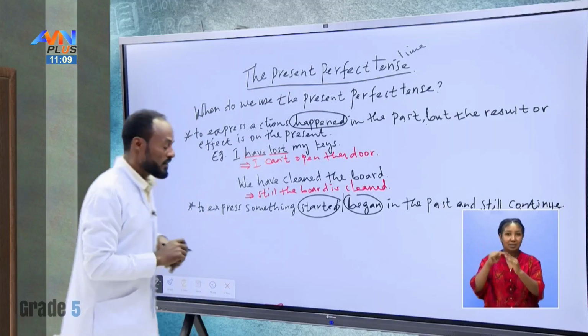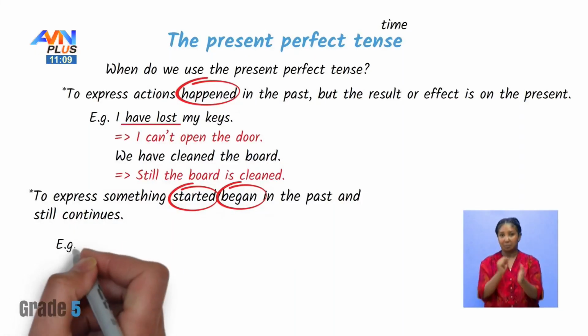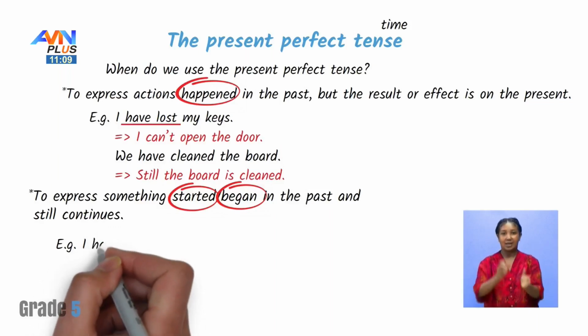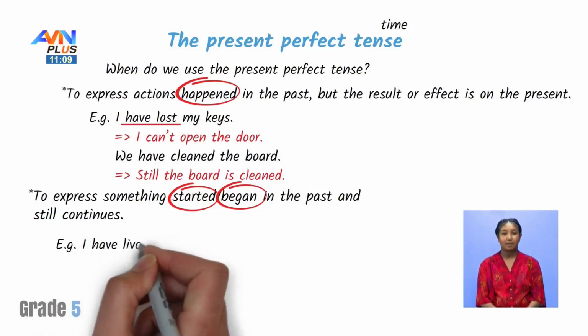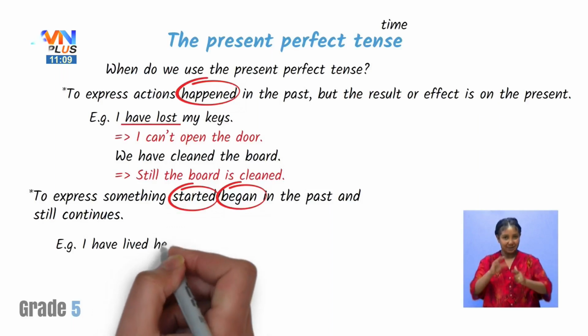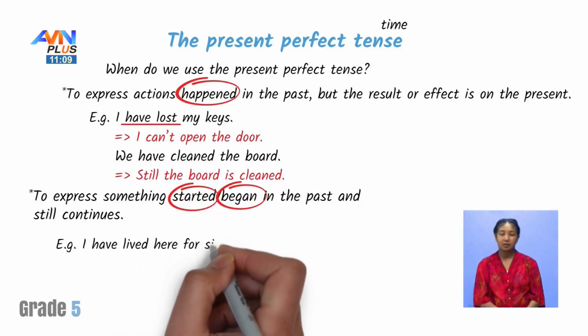Okay? For example, let me give you some examples here. Example, I have lived here for 6 years.